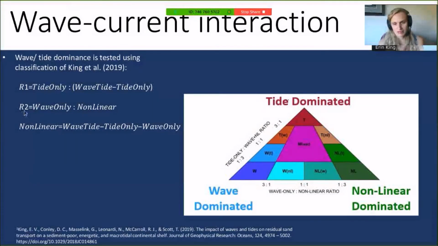The first ratio is along here on the y-axis. The second ratio is the bypassing for a wave-only simulation relative to the influence of nonlinear interactions. That influence of nonlinear interactions can be determined by taking the wave and tide scenario and subtracting the bypassing from a tide-only and a wave-only scenario. So you're taking out the tide and the wave component and just leaving the contribution from that wave-current interaction, and that's on the x-axis here. With these two ratios, we get areas of different classes: tide dominance in the reds, wave dominance in the blues, and nonlinear dominance in the greens.